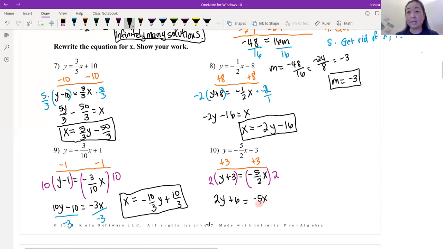And now how do you get rid of that negative 5? So divide by negative 5. So here we get x is equal to 2 over negative 5. So negative 2/5 x. And then 6 over 5 is going to be minus 6 over 5. Remember, the top is positive, the bottom is negative. Therefore, it's going to be a minus or a negative, whichever way you want to say that.